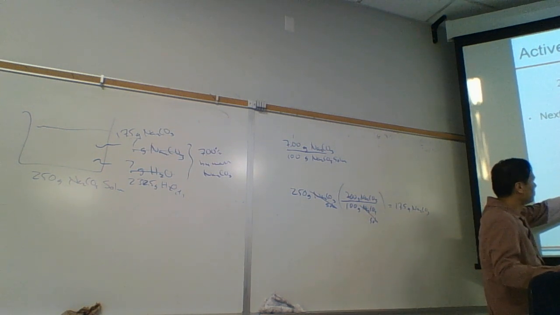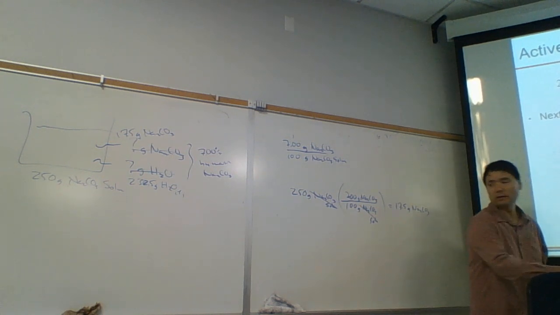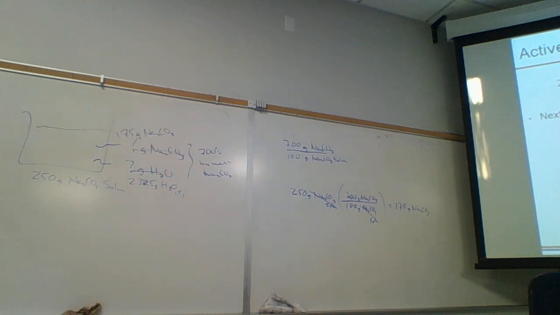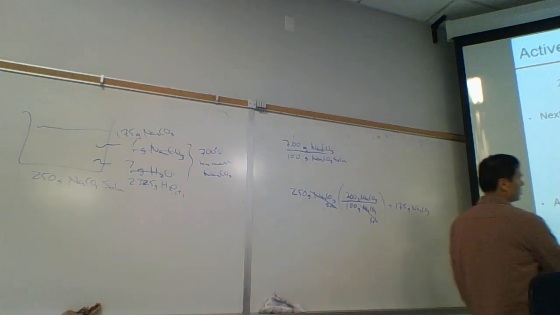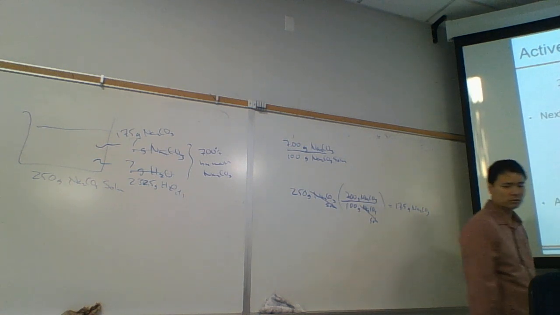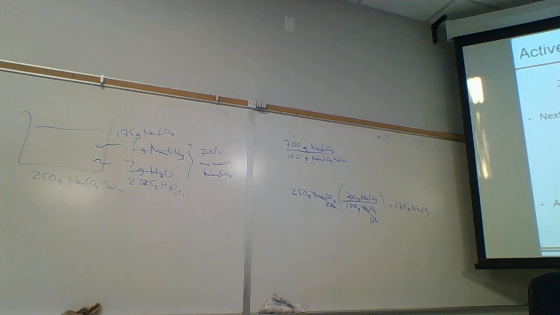And so we get 233 grams of water, but they're not asking for grams. They want milliliters. So we know the density of water. What's the density of water? Yeah, 1.00 grams per milliliter. And therefore, 233 grams of water is the same thing as 233 milliliters of water. So we're going to have 233 milliliters of water and 17.5 grams sodium carbonate. That's going to give us 250 milliliters of solution.